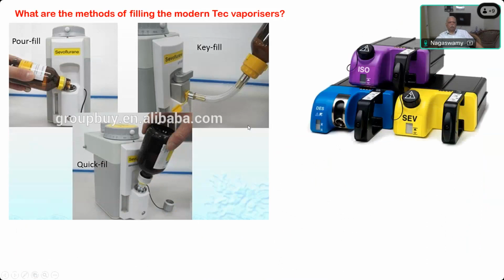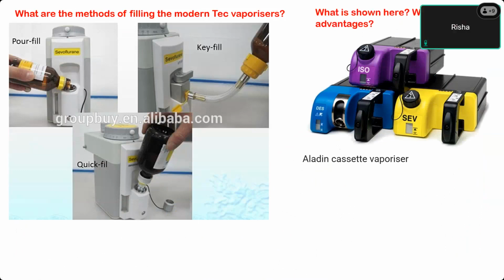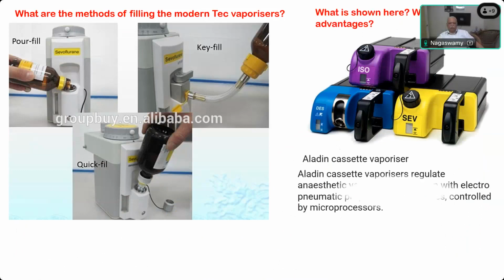What is this? The Aladdin cassette, sir. Aladdin cassette. Very good. All of you seem to be very up to date and excellent. So what are the advantages of this Aladdin vaporizer? This is the cassette only. This is not the entire vaporizer. What is the mechanism of this Aladdin vaporizer? It's electronically controlled, sir, and it is magnetically coded.